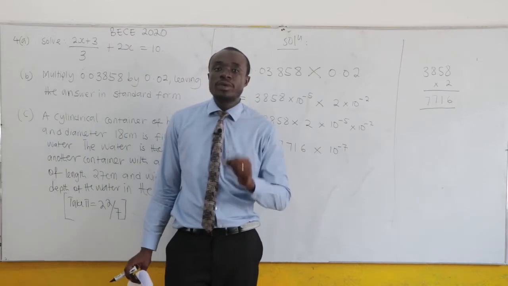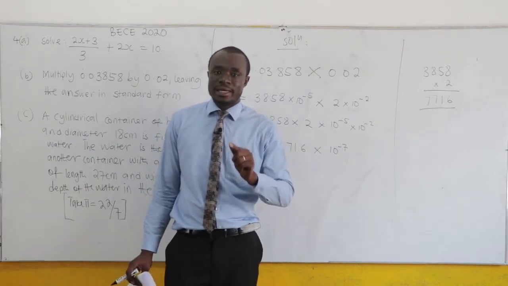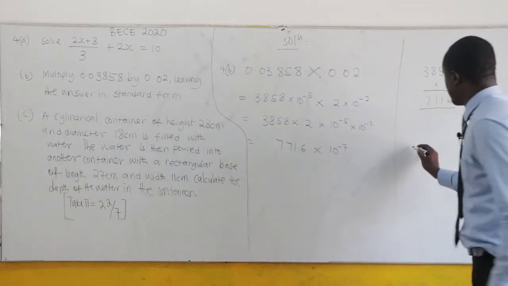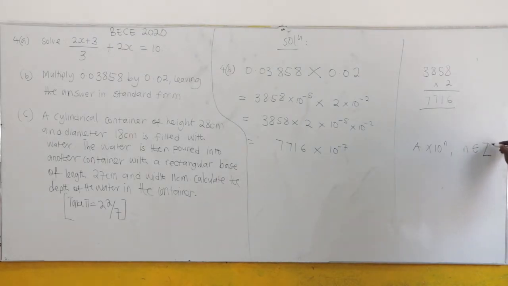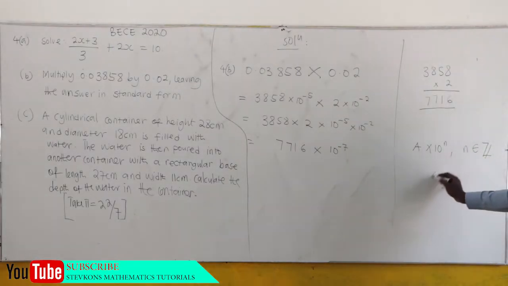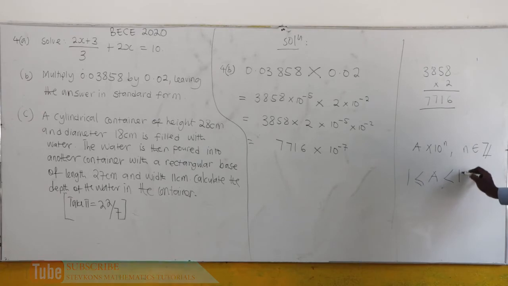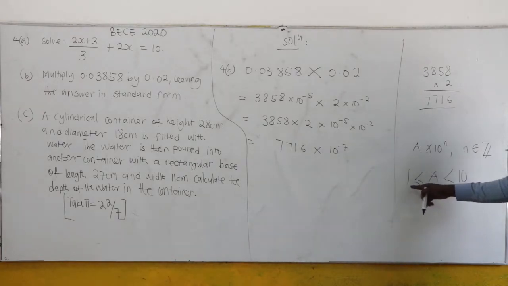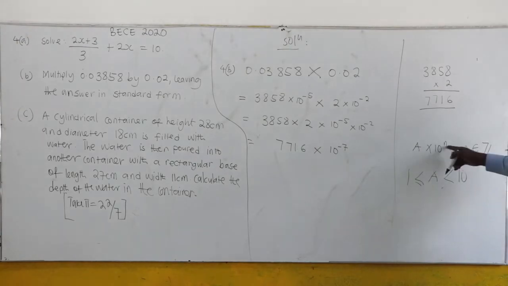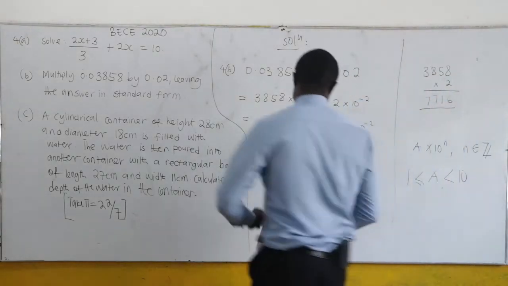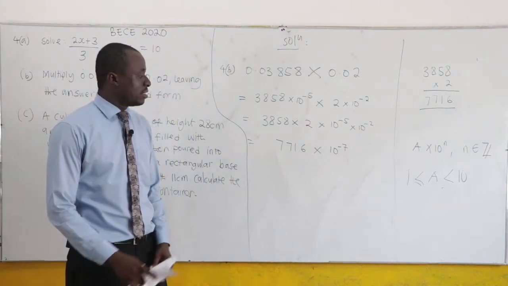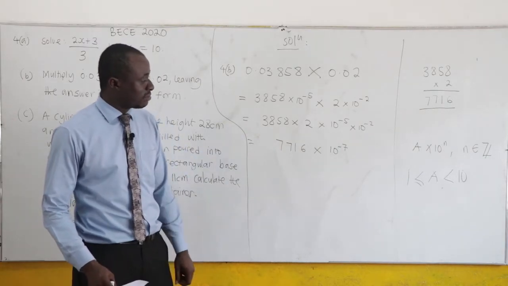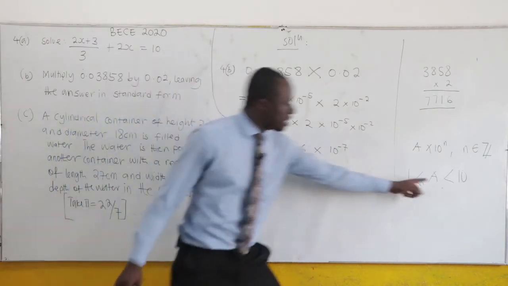But then the question says that it should be in standard form. And we know a number is said to be in standard form if it can be written as A times 10 to the power n, where n is an integer, and A is greater than or equal to 1 and less than 10. Now, we have 7716. This is greater than 10, but it should be less than 10.